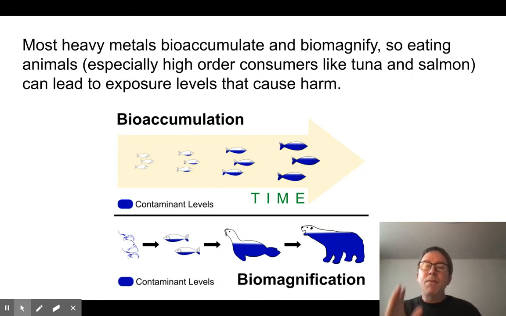Okay, now one of the problems with heavy metals and other toxins is they tend to bioaccumulate and biomagnify because they don't go away, right? Things with short half-lives go away, they don't accumulate.